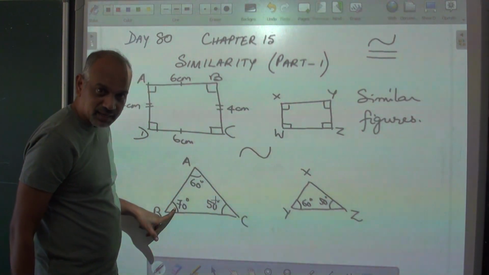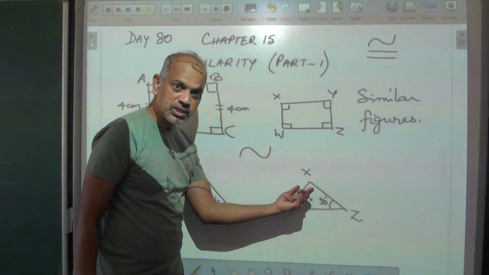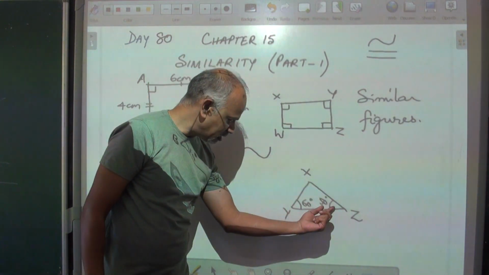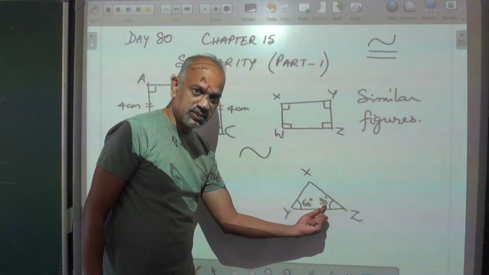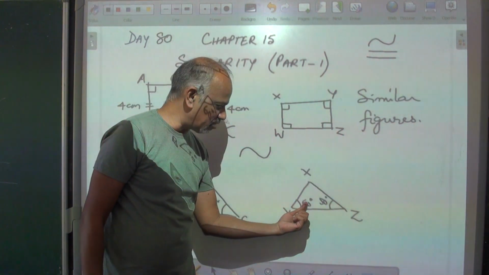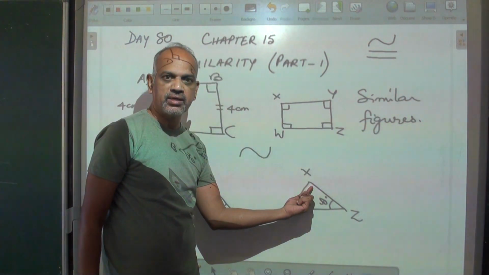If the third angle here is 70, here also the third angle must be 70. Why? Because the sum of angles in this triangle must be 180. 60 plus 50 is 110. So from 180, if you take away 110, this will be 70 degrees.